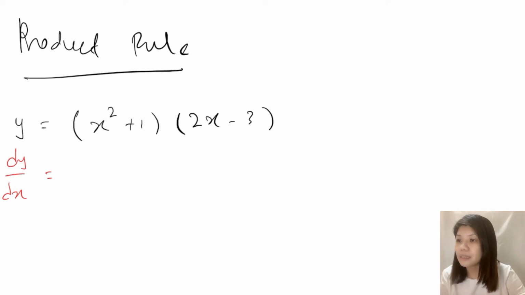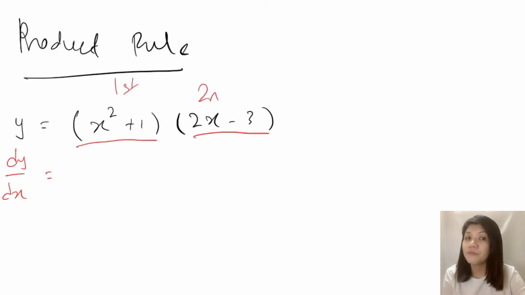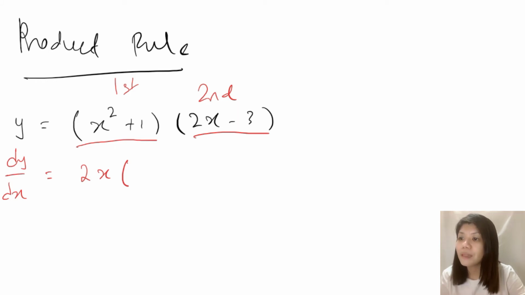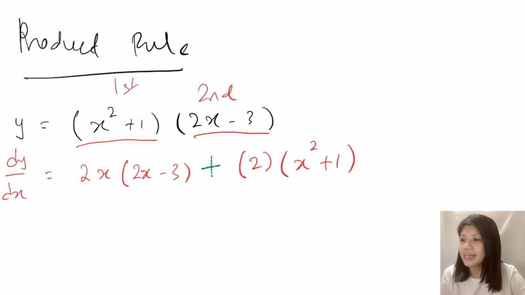So we're going to look at this as the first party and this as the second party. The first one, x squared plus 1, if we differentiate it, we will have 2x, and then what is said in the product rule is that you have to multiply it with the second party. And the next important thing that you need to remember is an addition, and then we differentiate the second party, which is 2x minus 3, that gives you a 2, and multiply it with the first party. Pretty easy, right? And that's about it.